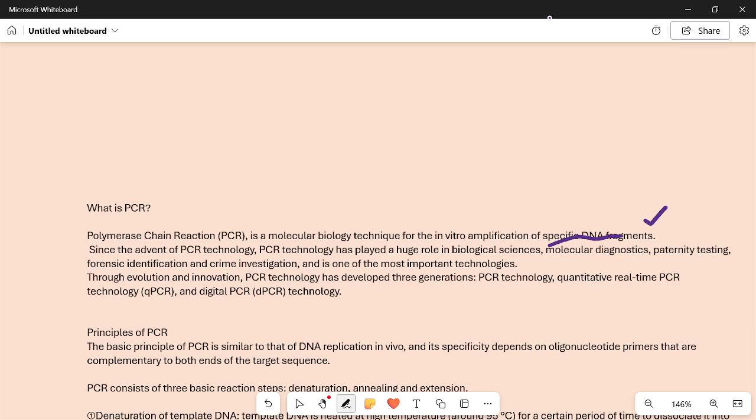Since the advent of PCR technology, PCR has played a very important role in biological sciences, molecular diagnostics, we can say paternity testing, forensic identification, and crime investigation, and is one of the most important technologies that has been used in molecular biology and in clinical diagnostics today. We have three main generations, three different types of PCRs. That is the conventional PCR, the next is quantitative PCR, and the next one is digital PCR.